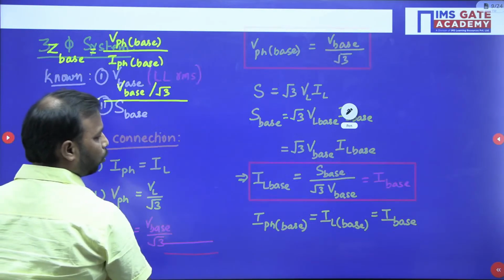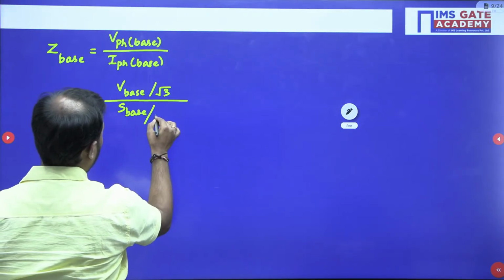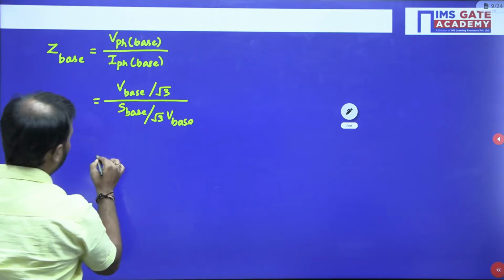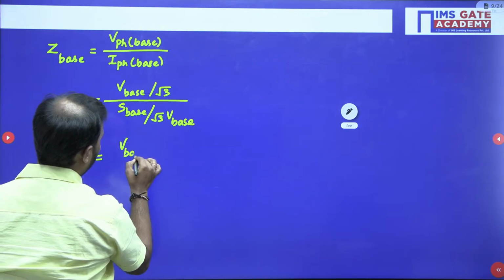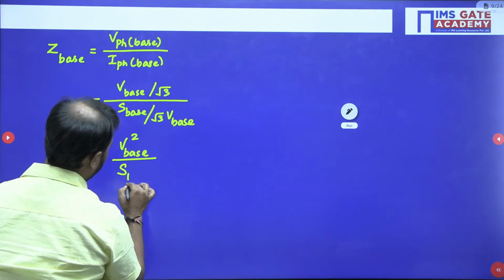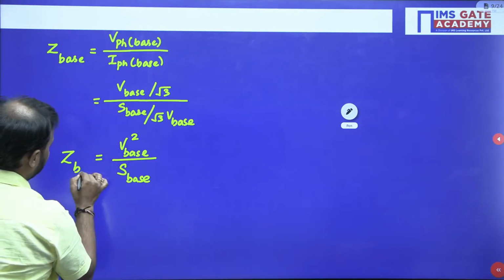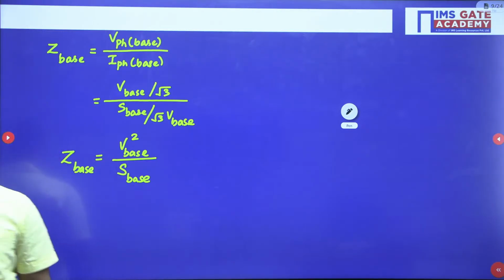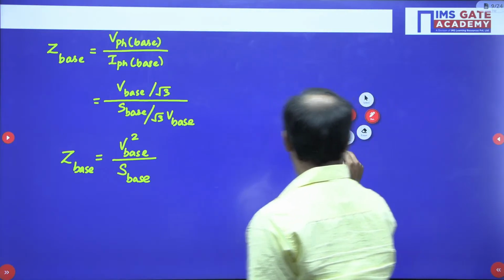Just now we found I base as S base upon root 3 V base. So root 3 is cancelled out. So this is simplified as V base square whole divided by S base. So this is your Z base value. Any doubt? Clear? So let me inbox this.